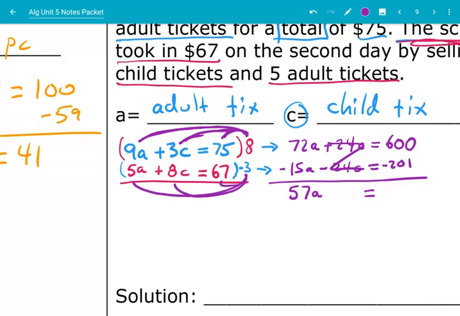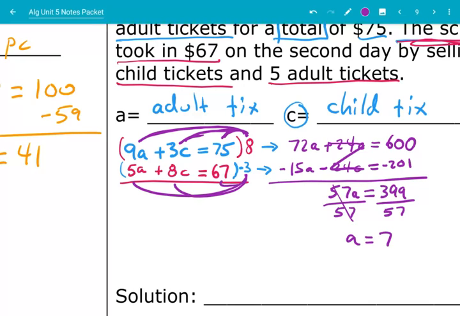I should be able to do that in my head, shouldn't I? But I have a calculator in my hand. $3.99. So 57A equals 399. A little closer. Let's divide by the coefficient to get the single A. A equals 399 divided by 57. 399 divided by 57 is 7. There we go.